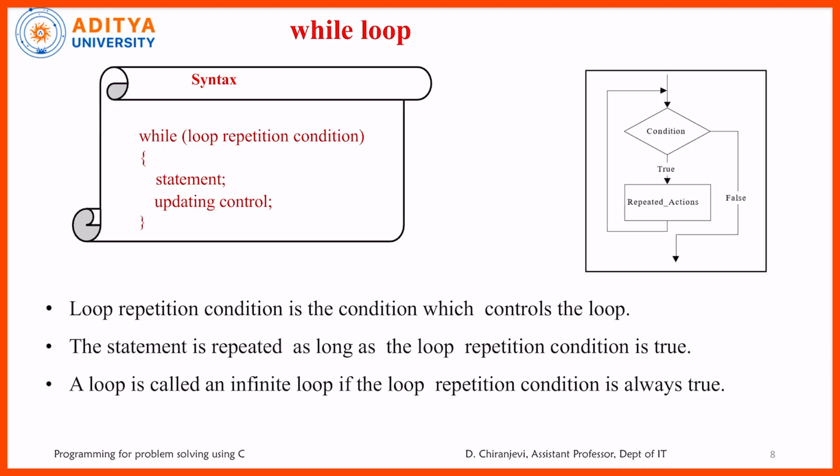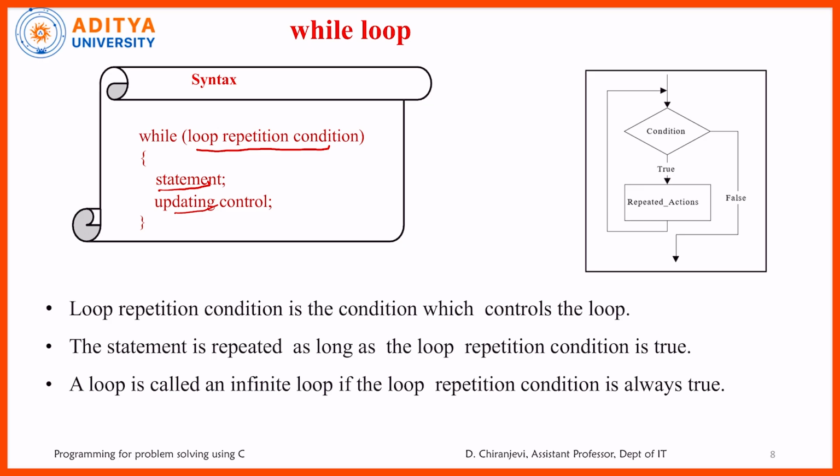Now the while loop. This is also an entry checking loop. The while loop also has first the condition, then a block of statements, then we update. This is the syntax of the while loop. In the condition itself we specify up to when the loop will run. While this condition is true, the loop will repeatedly execute.